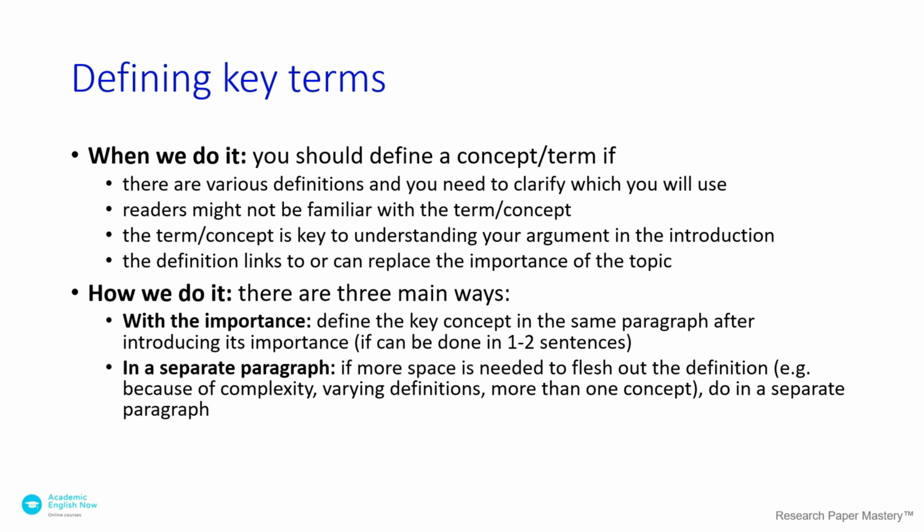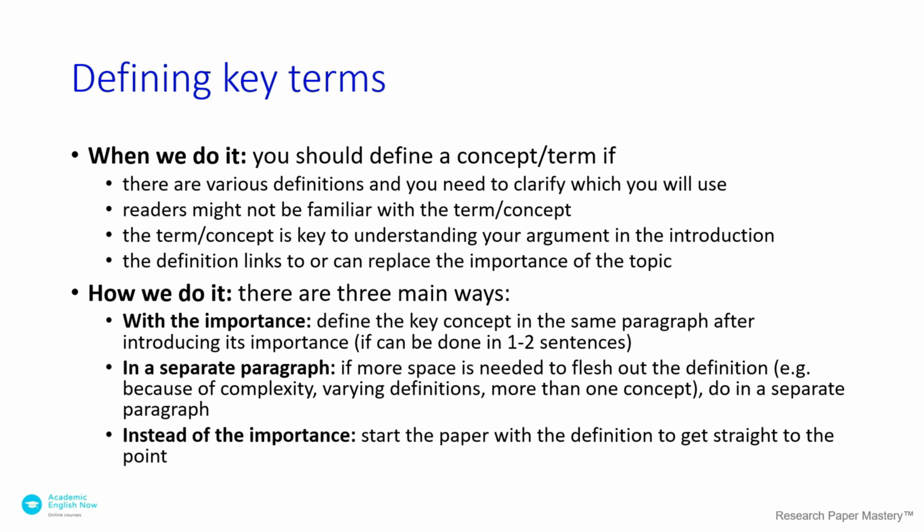Now, the second way of doing it is in a separate paragraph, right? So let's say first you have a paragraph about the importance of the topic, and then you move to the definition of the key term. This is appropriate when, for example, there are conflicting definitions, or you need more space to define the key term because of its complexity, for example. And the third way is to do it instead of the importance, right? So you just start the paper with the definition and you get straight to the point. So these are the three main ways in which you can define key terms.